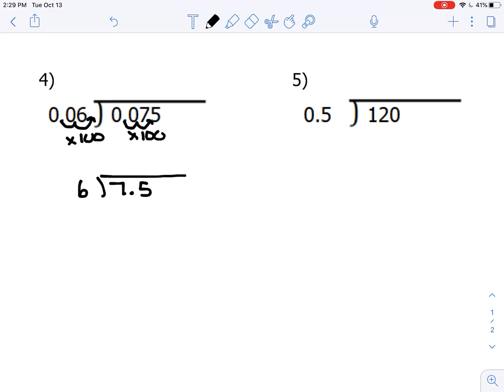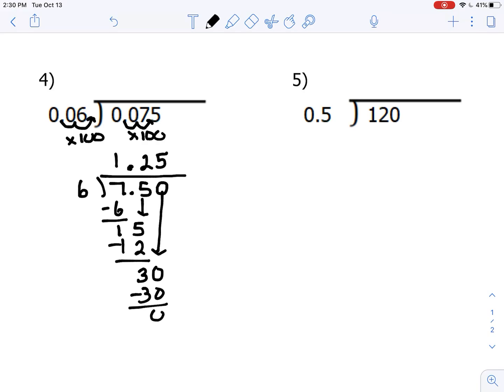So I can make a group of 6 out of 7. 7 minus 6 is 1. We're going to bring the decimal point up into the quotient and the 5 down to make that 15. 6 goes into 15 twice. That's 12. We have a difference of 3. We're going to add a 0 just after the 5 in that hundredths place and bring it down. 6 goes into 30 5 times, it's exactly 30, so we can stop dividing here. So our quotient is 1 and 25/100.